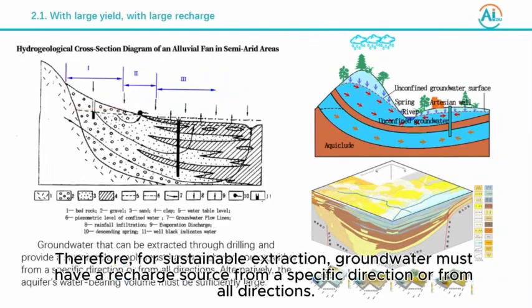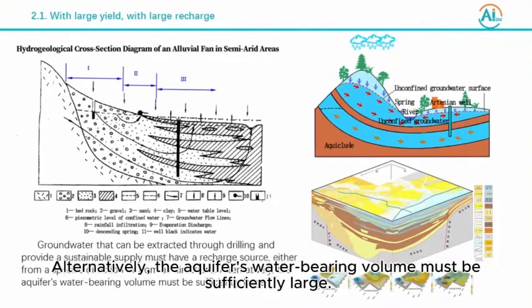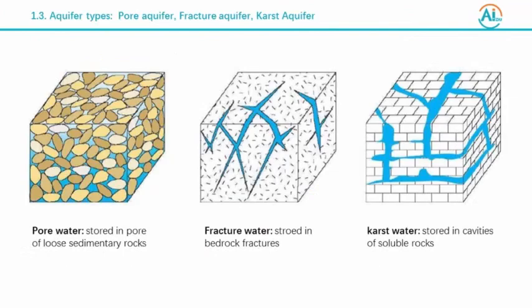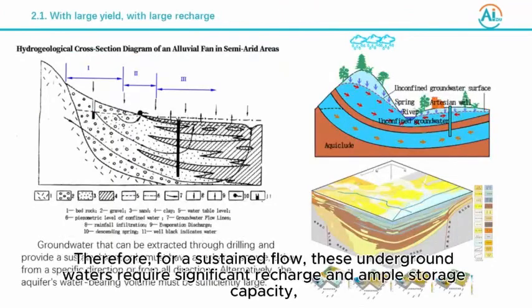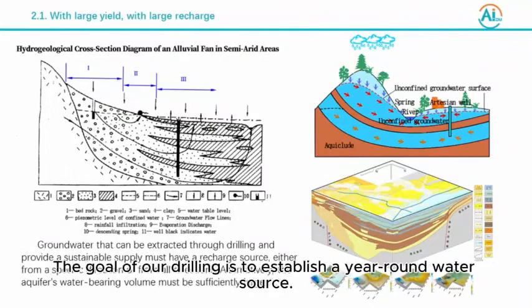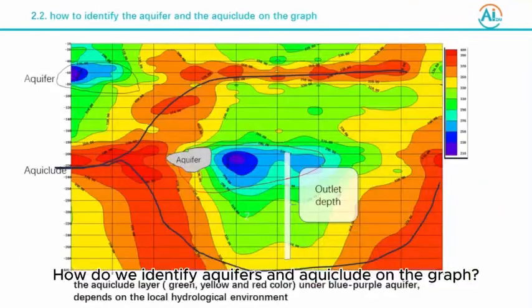Therefore, for sustainable extraction, groundwater must have a recharge source from a specific direction or from all directions. Alternatively, the aquifer's water-bearing volume must be sufficiently large. Water is stored in cracks, fissures, and karst formations. Therefore, for a sustained flow, these underground waters require significant recharge and ample storage capacity, such as interconnected fissures and fractures, allowing inflow from multiple directions. The goal of our drilling is to establish a year-round water source. How do we identify aquifers and aquiclude on the graph?